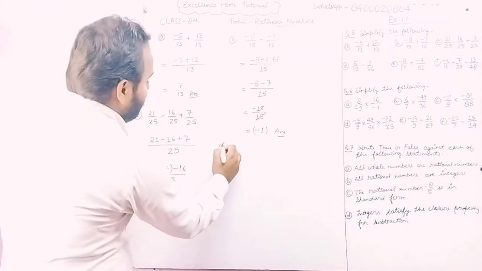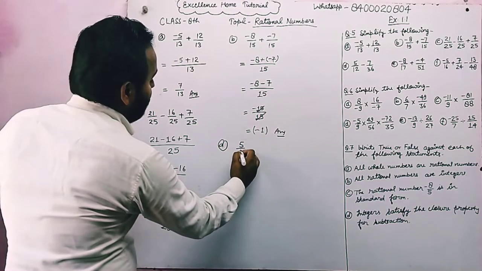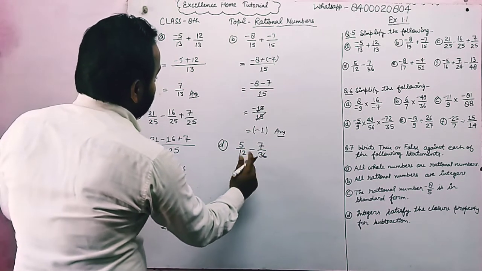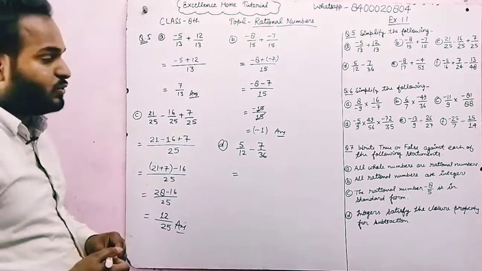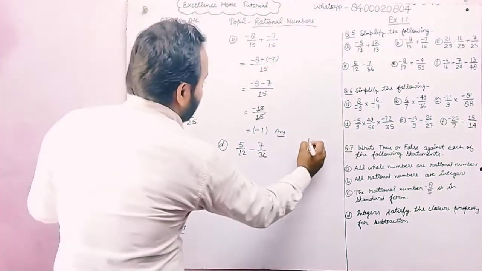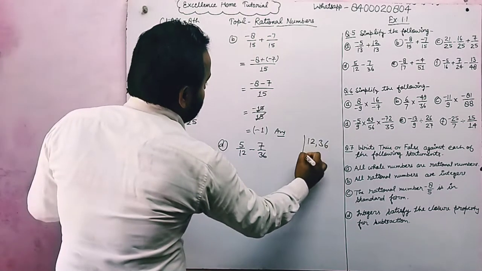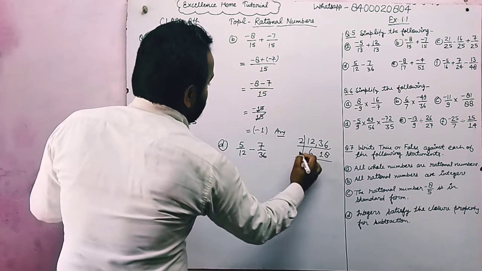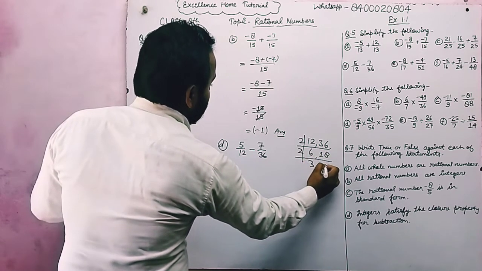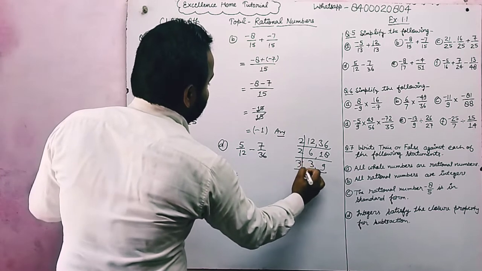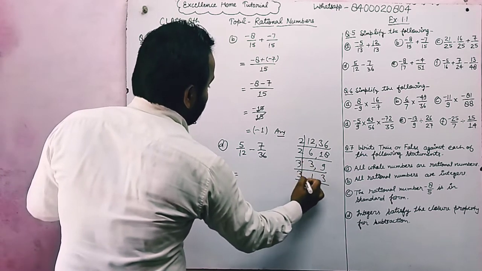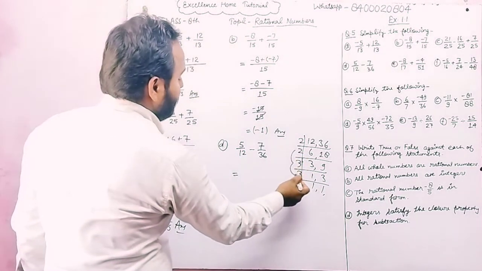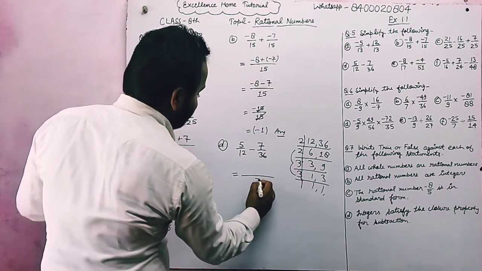And moving on to section D, which is 5 by 12 minus 7 by 36. In this question the denominators are different, so we have to take the LCM of 12 and 36. Dividing by 2: 2 sixes are 12, 2 ones are 2, 2 fours are 8, 2 threes are 6, 2 nines are 18, then 3 and again 3. So the LCM is 2 twos are 4, 3 fours are 12, 3 twelves are 36. The LCM is 36.